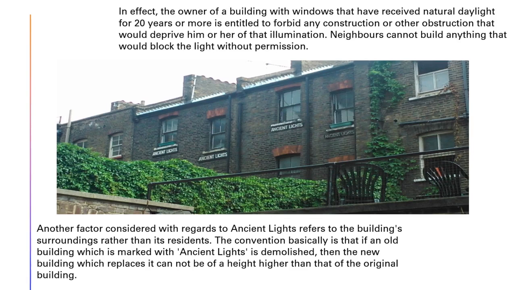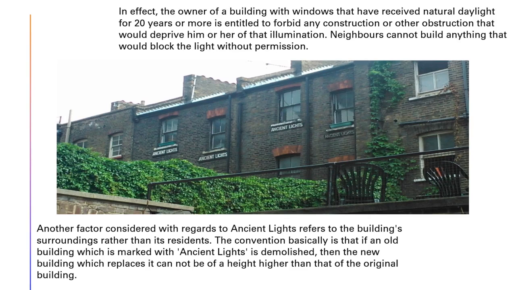And this is absolutely part of the building regulations today. When a neighbour wants to get planning permission to build on the side or the back of a house, the neighbours can actually challenge that. And sometimes when structures have been given planning permission, and the neighbour next door sees a noticeable loss in light in their own house, then there's a serious legal issue because of the ancient lights law. Another factor considered with regards to ancient lights refers to the building surroundings rather than its residents.